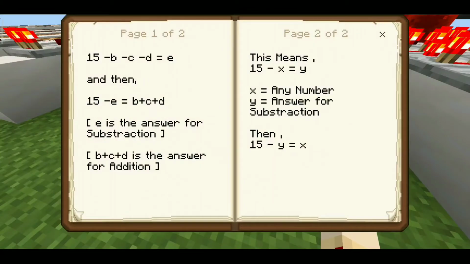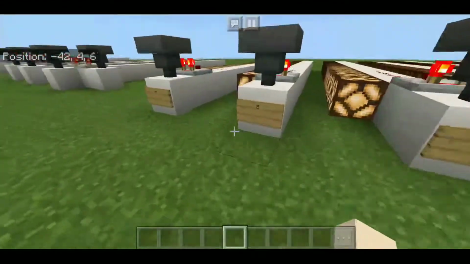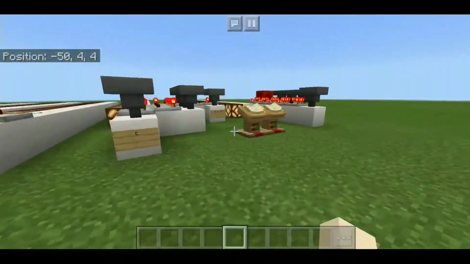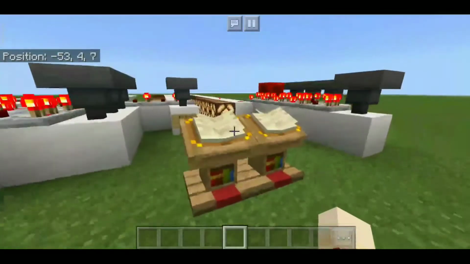Pretty basic stuff. So let's read page 1: 15 minus b minus c minus d. If you're thinking what b, c, d are, I named these different signal strengths, where a is 15, and then these three values, minus b minus c minus d equals e. Using the previous formula from page 2, 15 minus e should be equal to b plus c plus d. Here e is the answer for subtraction, and b plus c plus d is the answer for addition. So that's super simple stuff.